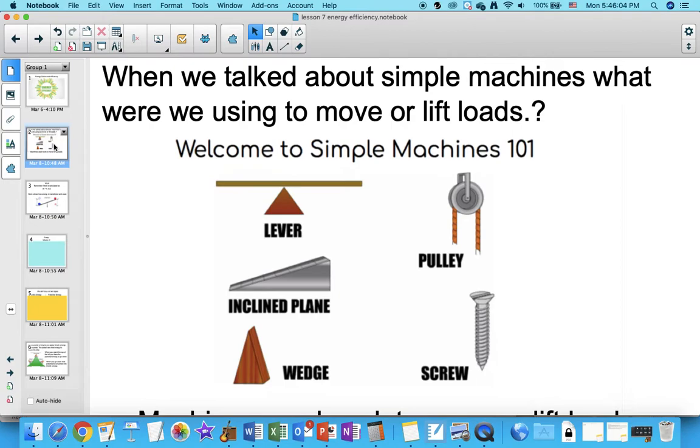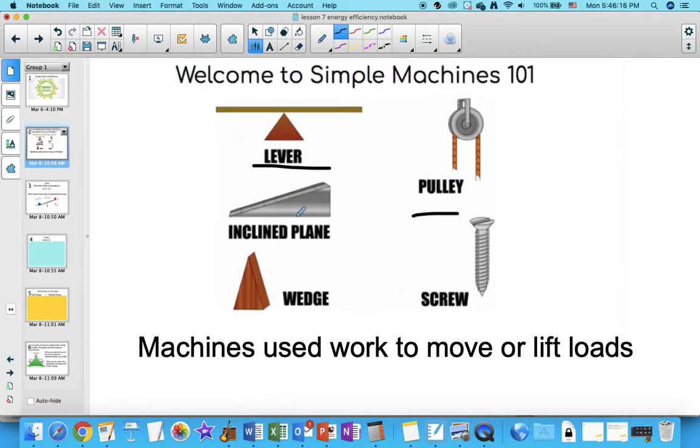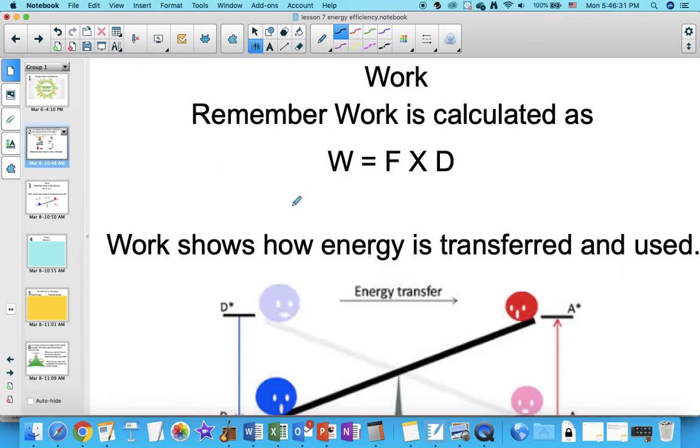So when we talked about simple machines, we were talking about things lifting and moving loads, right? Certain things like a lever or a pulley, right? We didn't really talk about the wedge, screw, or inclined plane. We talked about gears and wheels. And so all of these things are examples of simple machines that make it easier to move something. Now, it doesn't reduce the amount of work. It reduces the amount of force you need.